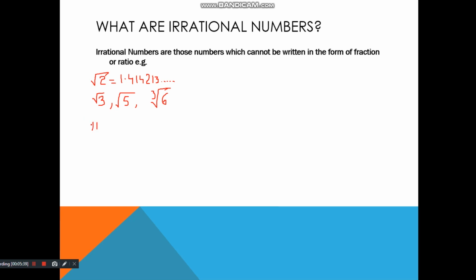Same goes with pi. Pi is an irrational number, and the value of pi is like 3.14 and so on. It does not have an ending term. So that's why this is also called an irrational number. Pi, imperfect squares and cube roots, and non-terminating and non-repeating decimals are called irrational numbers.